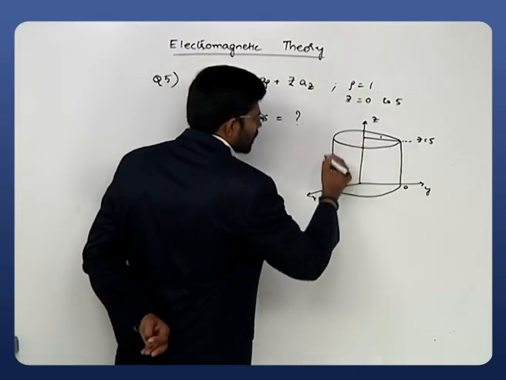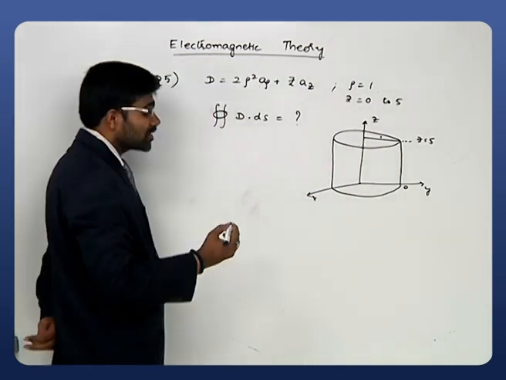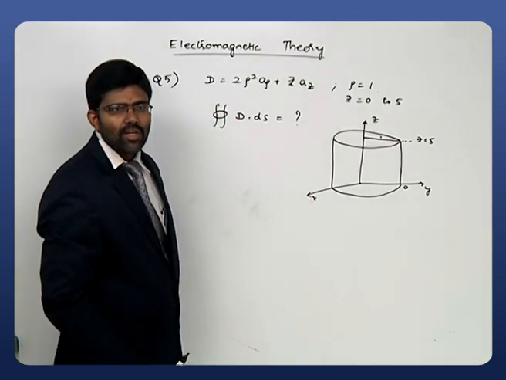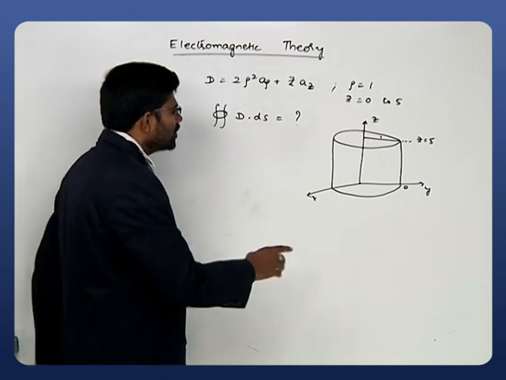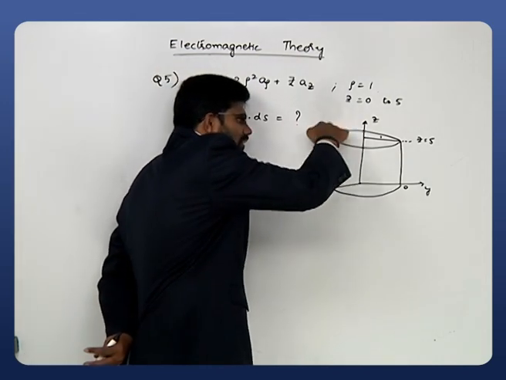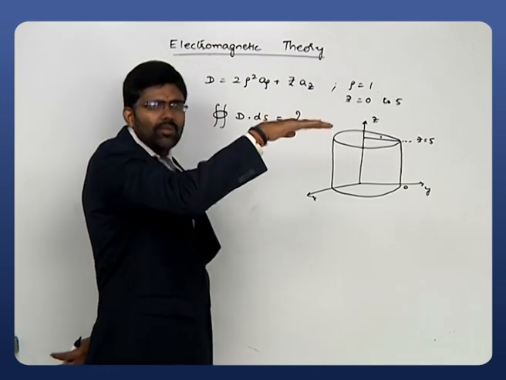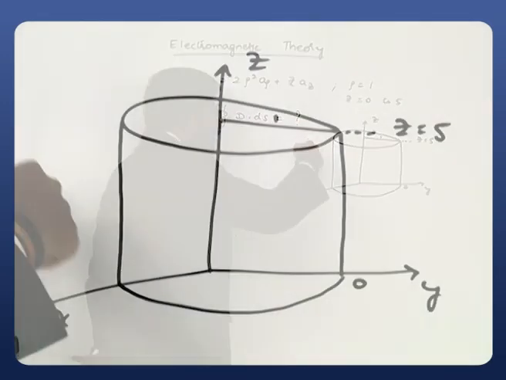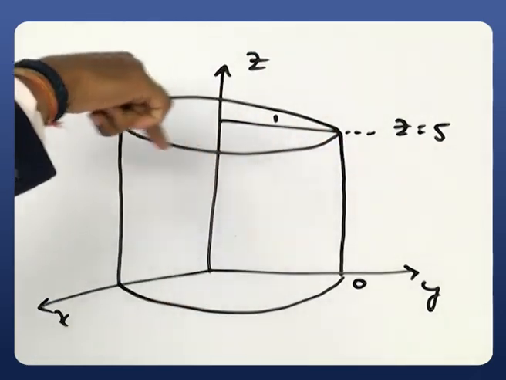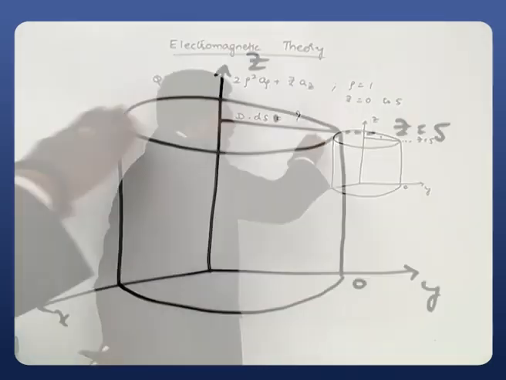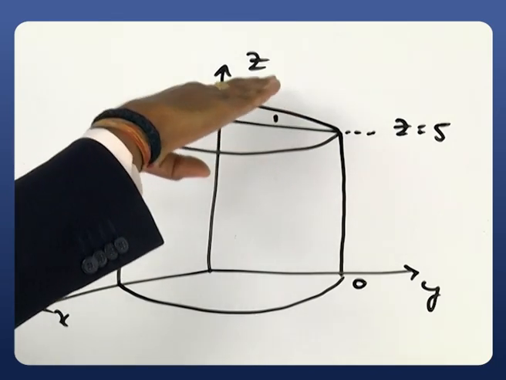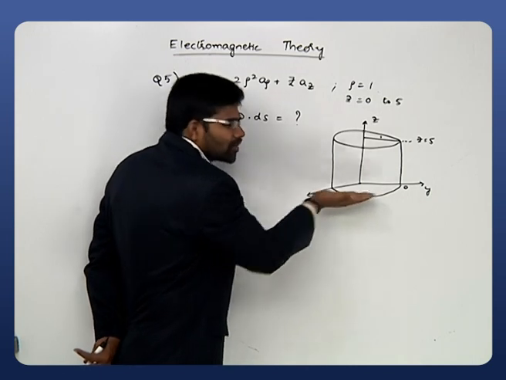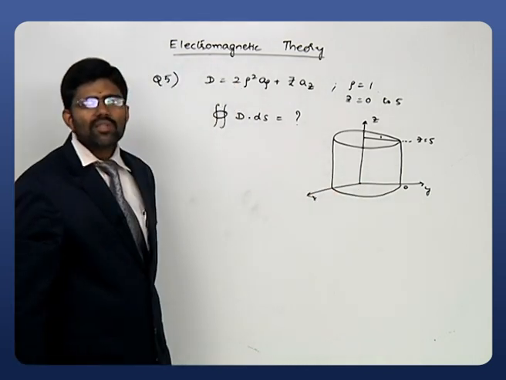Now let us consider this surface. How many surfaces are there? Let us consider this cylinder. If you observe this cylinder, it contains three surfaces. One is this entirely curved surface, another one is the top surface, the third one is the bottom surface. If you consider the curved surface, then you can observe the cylinder shape. The top surface is just a plane located at z equals 5. The bottom surface is also a plane located at z equals 0.